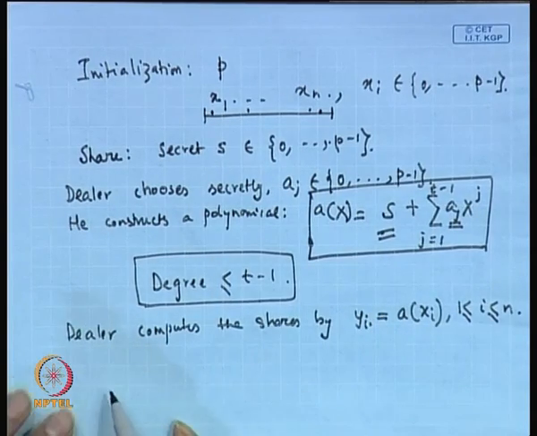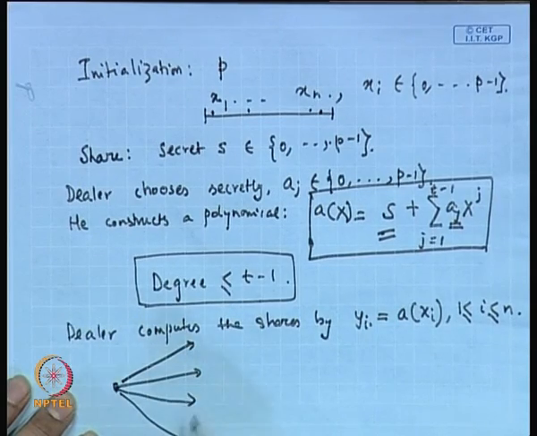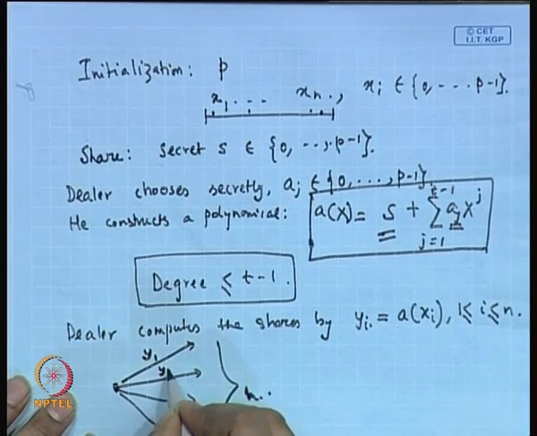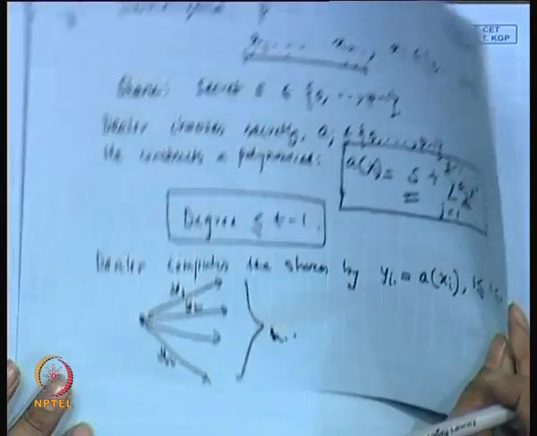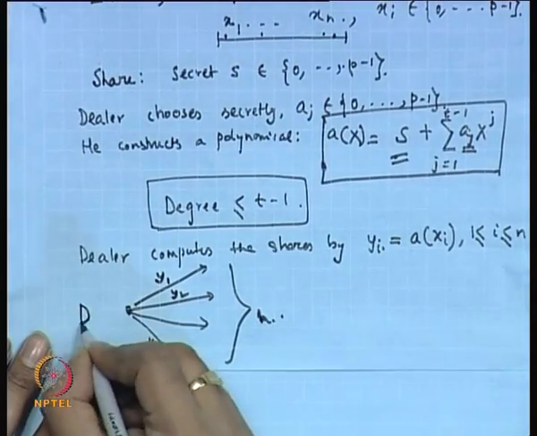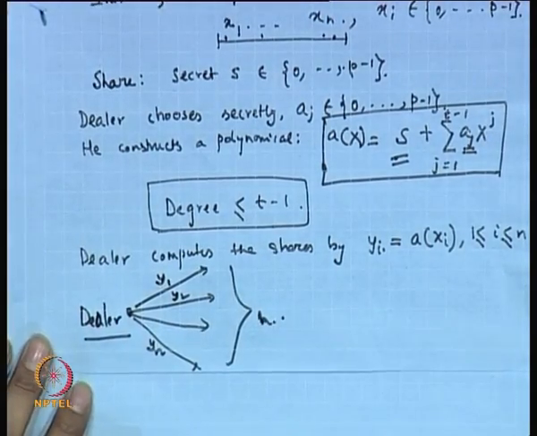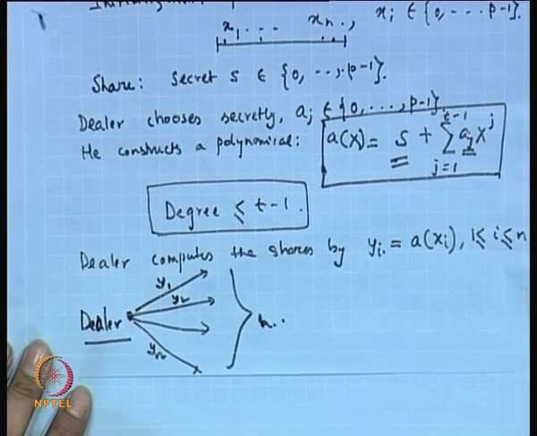So, what the dealer now does is, to all the share members, suppose there are n share members, to the n share members it communicates y 1, y 2 and so on till y n. So the dealer actually takes this and communicates it to all the n users, right.